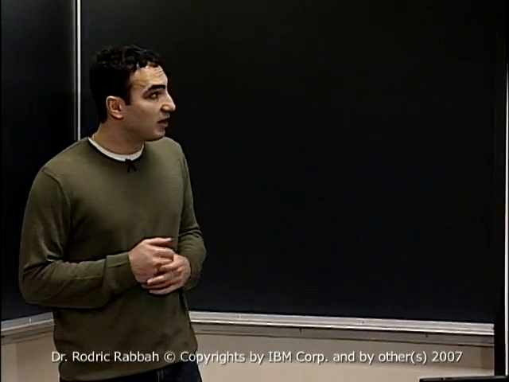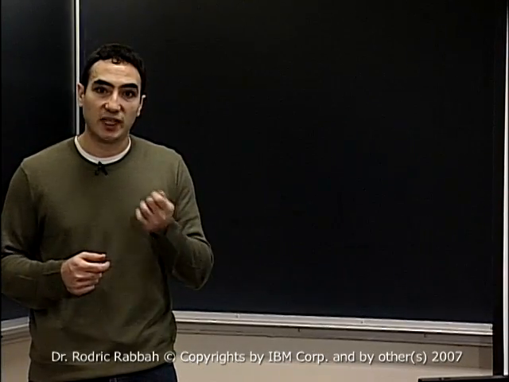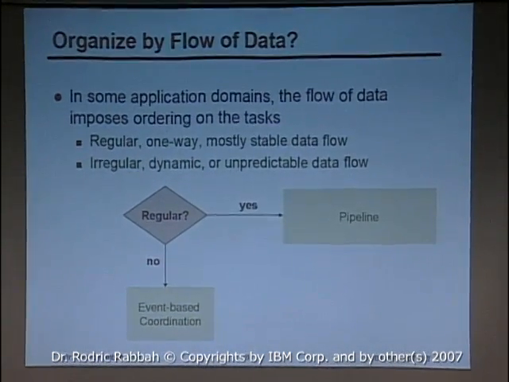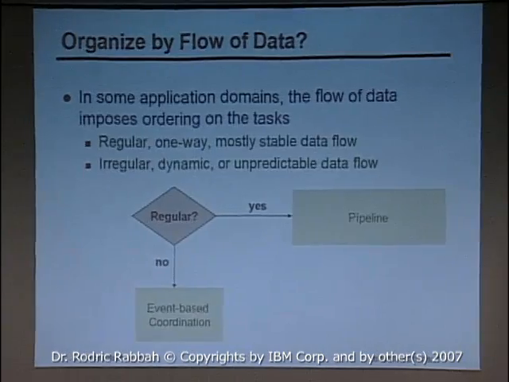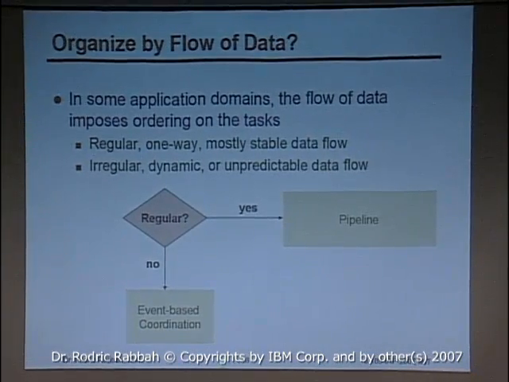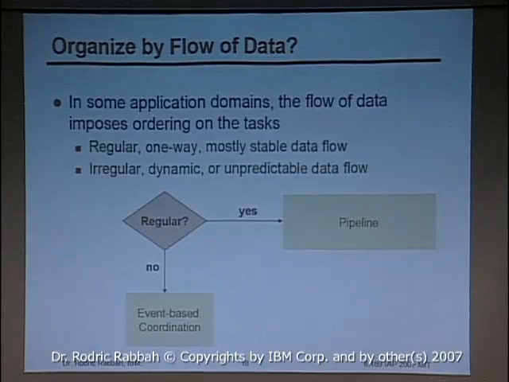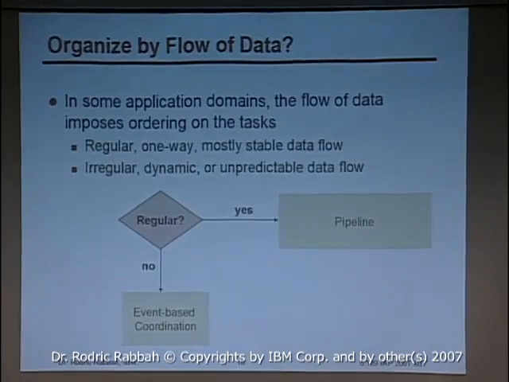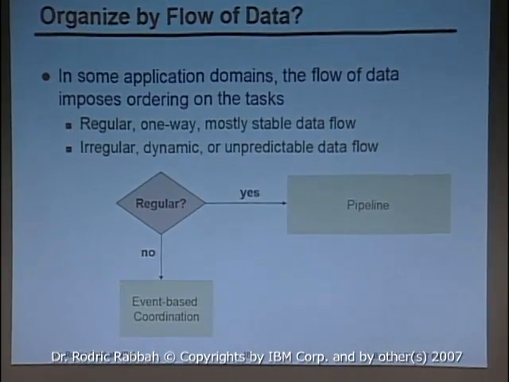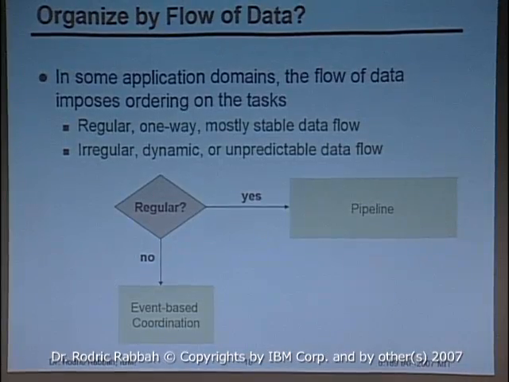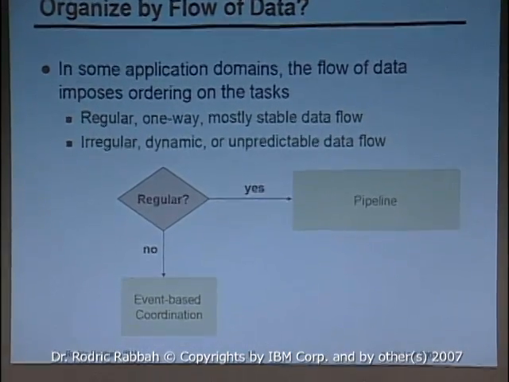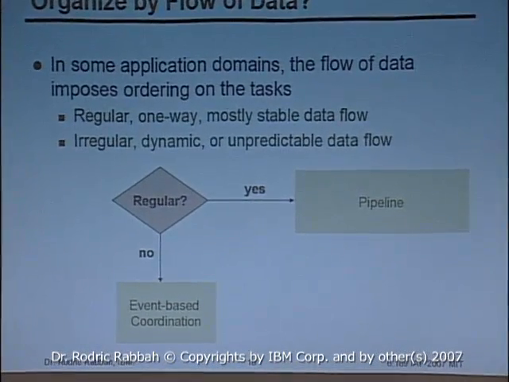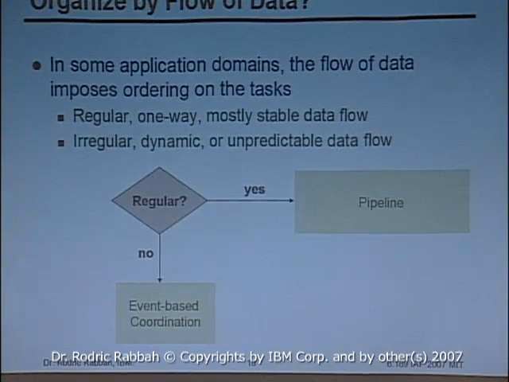So organized by flow of data. And this is essentially the pipeline model. And we talked about this again in some of the recitations in terms of SPE to SPE communication. Or do you want to organize based on an event-based mechanism? So what these really come down to is, well, how regular is the flow of data in your application? If you have regular, let's say, one-way flow through a stable computation path, so I've set up my algorithm structure, data is flowing through it at a regular rate, the computation graph isn't changing very much, then I can essentially pipeline things really well.